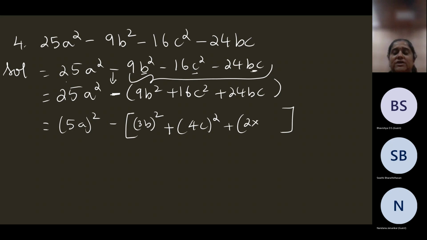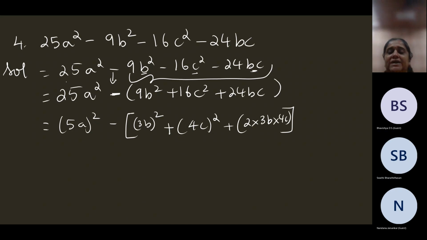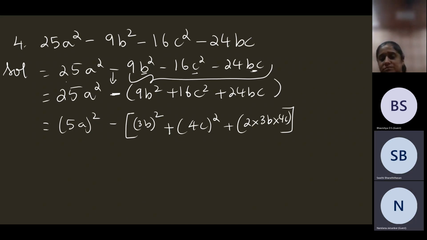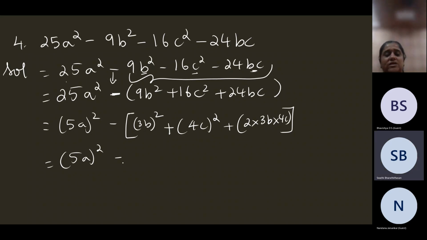Now what should I write here, children? Tell me. 2 into 3B into 4C. Are we getting 24BC? Yes, ma'am. So it's of the form x square plus y square plus 2xy. So what's the answer? 3B minus 4C the whole square, ma'am.